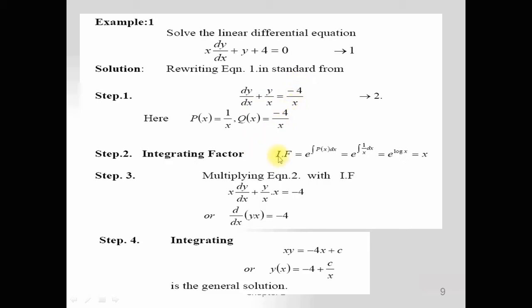Now find the integral factor. e power integration of p function with respect to x, e power integration of 1 over x dx is equal to e power log of x, which is equal to x. So this is the integral factor.